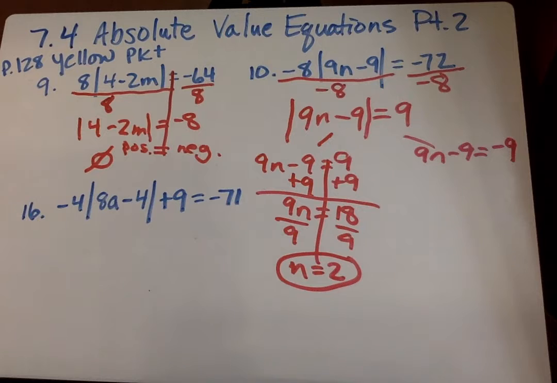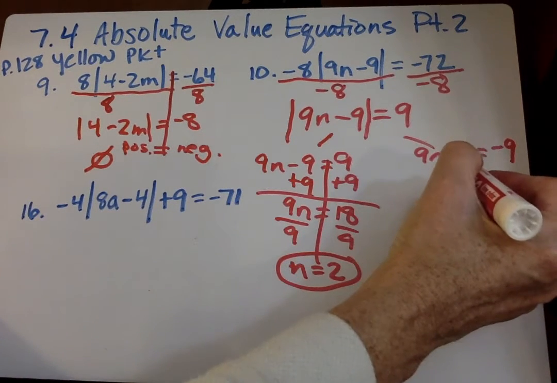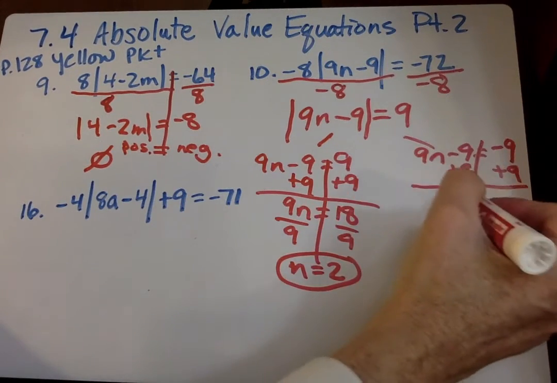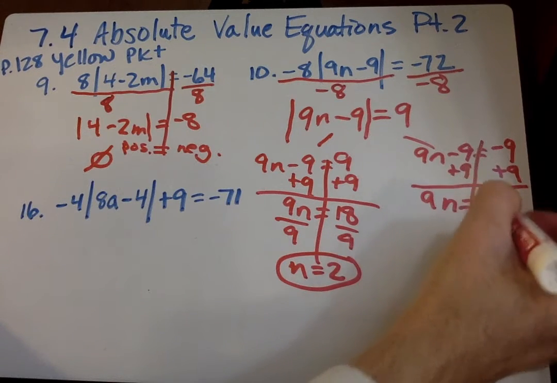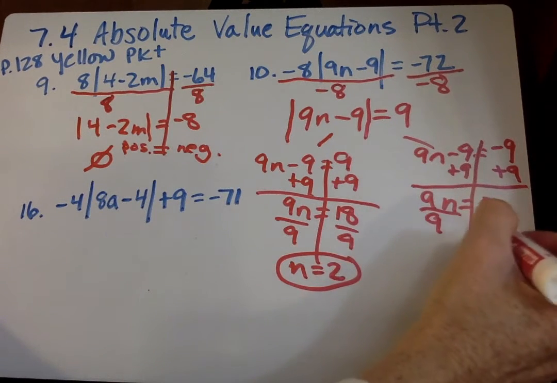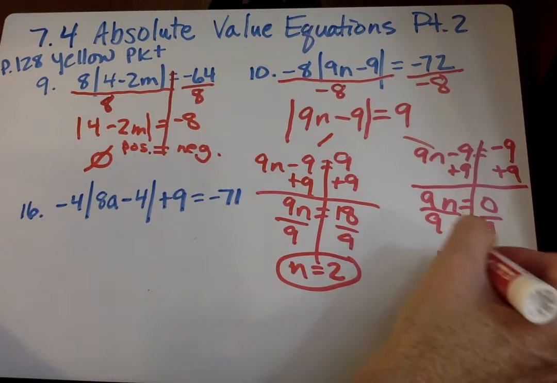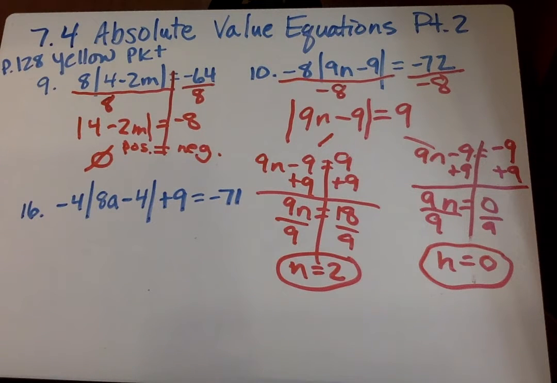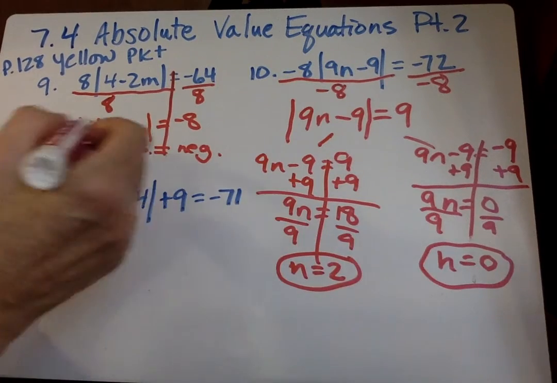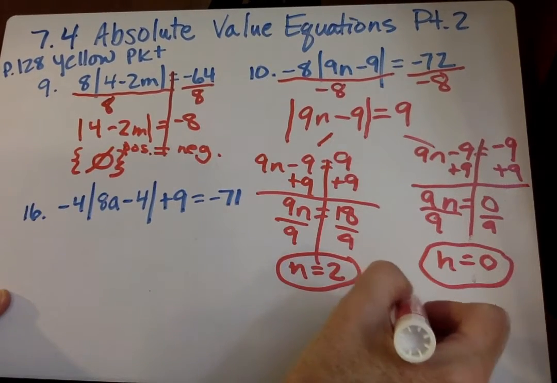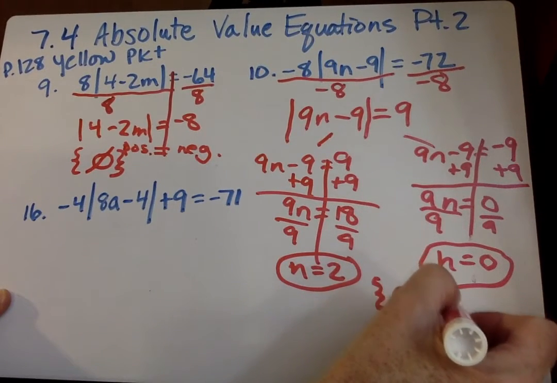So one solution is 2. Now we're going to say it equals negative 9, so I add 9 to both sides. And there's our 2 solutions there. Now I'm going to jump up. We need to put them in set notation. So this set notation is 0, 2. There you go.